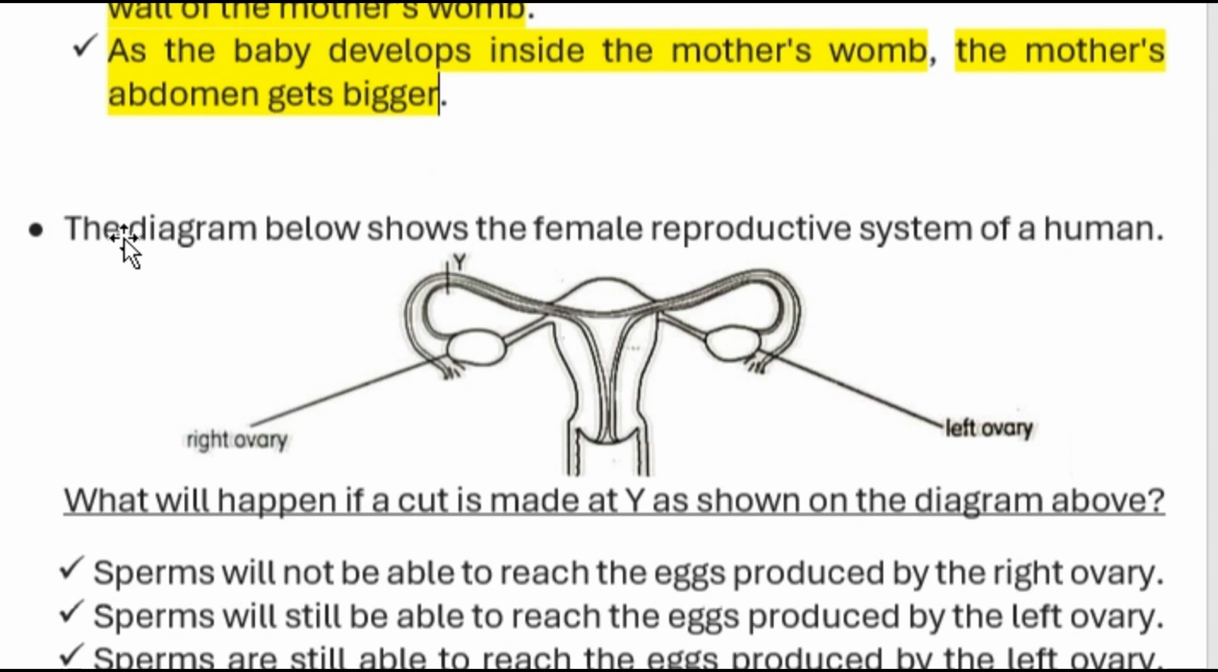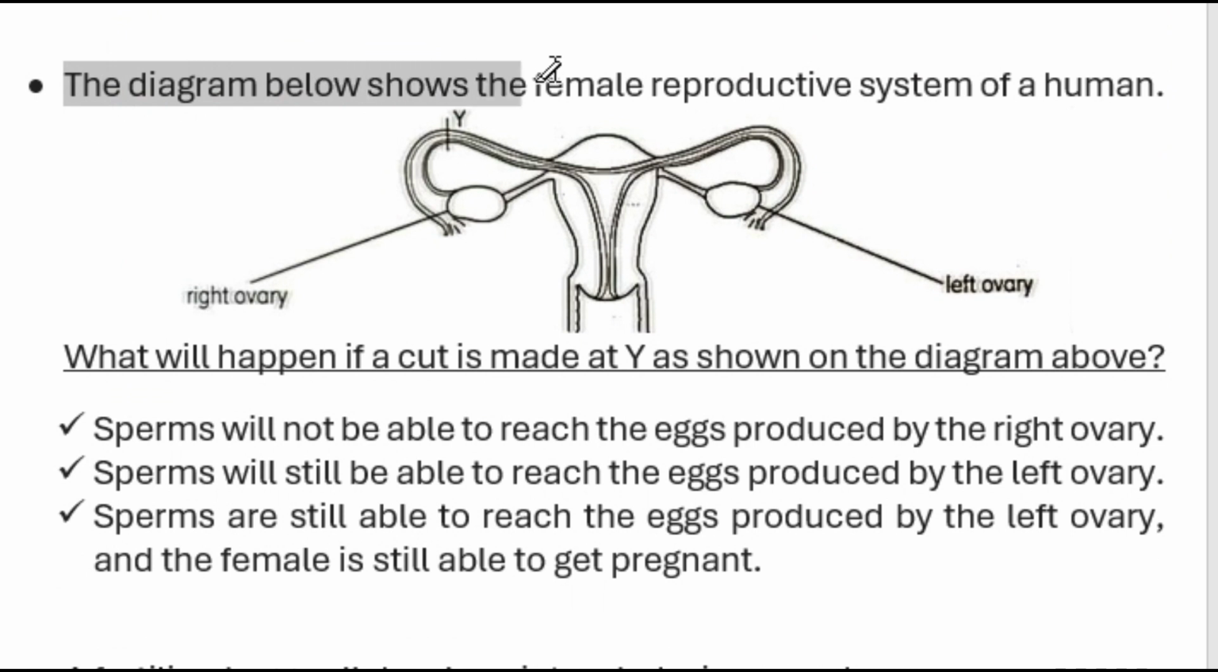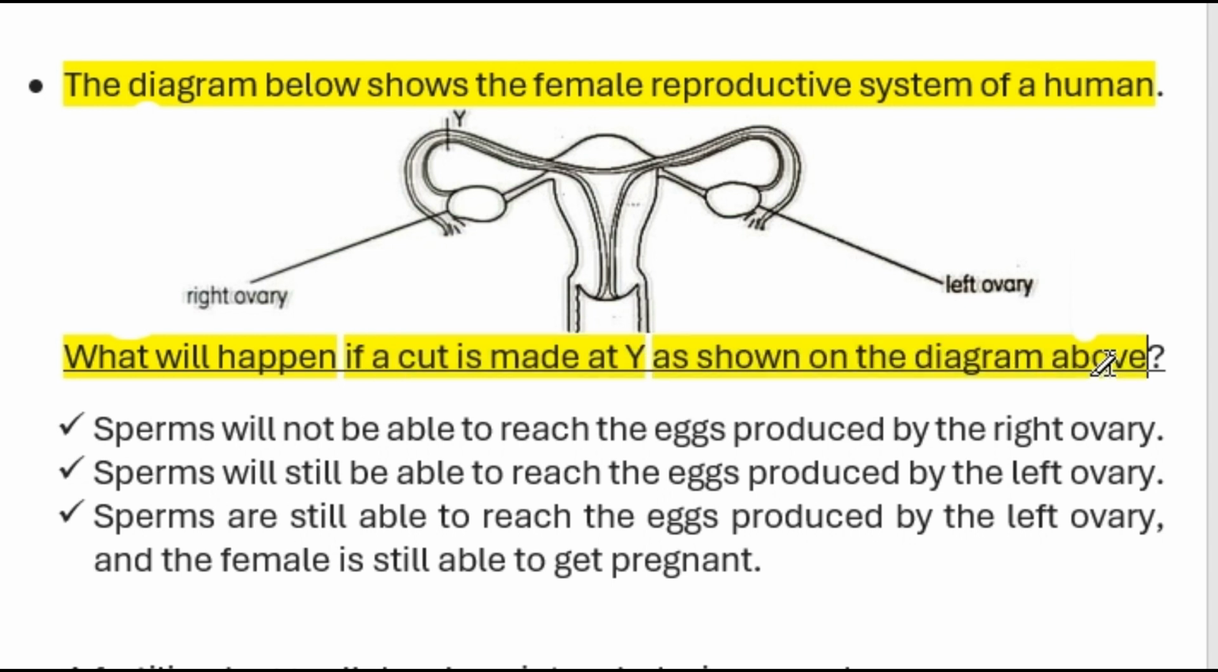The diagram below shows the female reproductive system of a human. What will happen if a cut is made at Y, as shown on the diagram above? Sperms will not be able to reach the eggs produced by the right ovary. Sperms will still be able to reach the eggs produced by the left ovary. Sperms are still able to reach the eggs produced by the left ovary, and the female is still able to get pregnant.